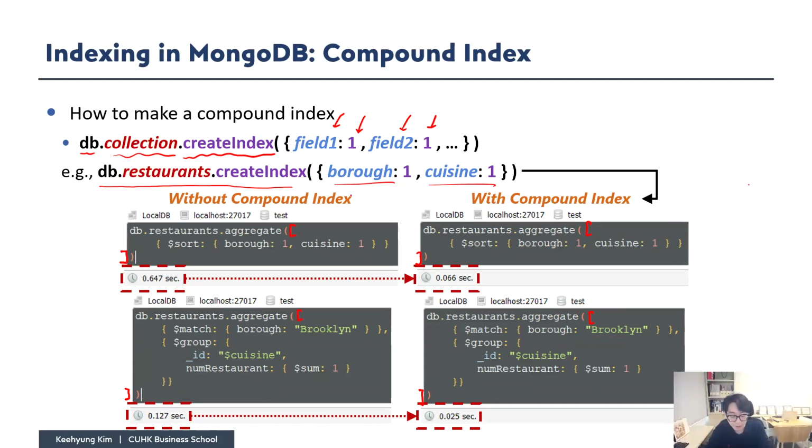Without our compound index, this query sorting took about 0.647 seconds. But after I use the index, it was much faster. It took only 0.066 seconds. And for another query, which filters documents based on the match operator first, you find the documents in Brooklyn borough first, and then we use the group operator to calculate the total number of restaurants given each cuisine. In this query, it took about 0.127 seconds without the index, but when I use the index, it took only 0.025 seconds. So you can see that already there is a performance gain.